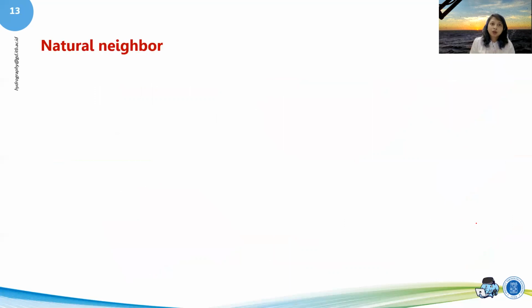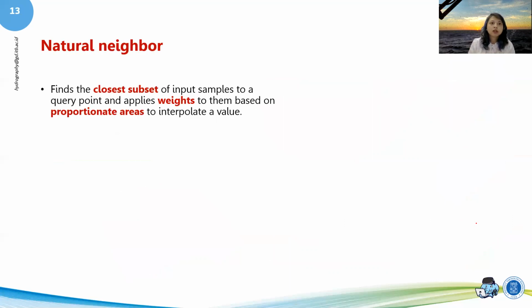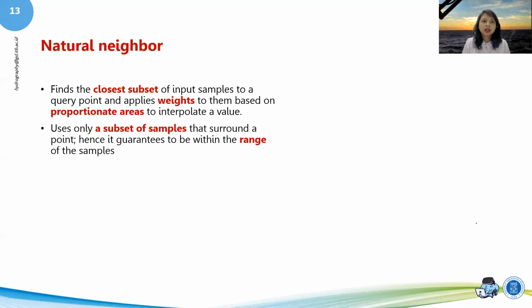And the last one that we're going to talk about is the natural neighbor. So it's a bit different from the others because, as you know, the others are grid-based methods, but natural neighbor is not grid-based. So we will basically find the closest subset of input samples and apply weights to them based on proportionate areas. It works a little bit the same as the inverse distance weight, but you don't make a grid out of it. I will explain it later.